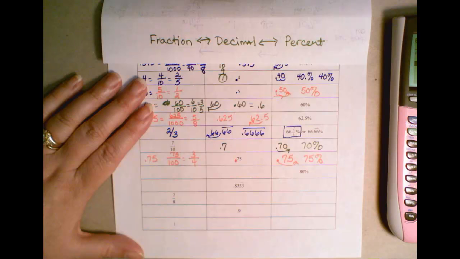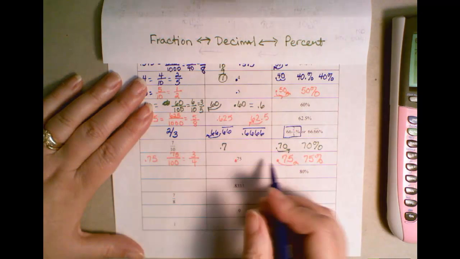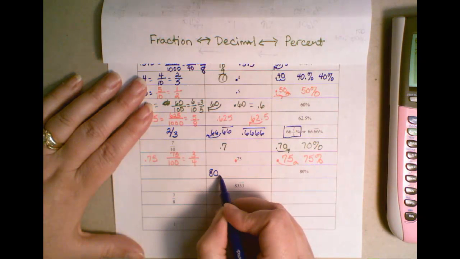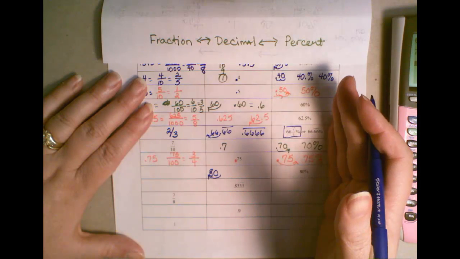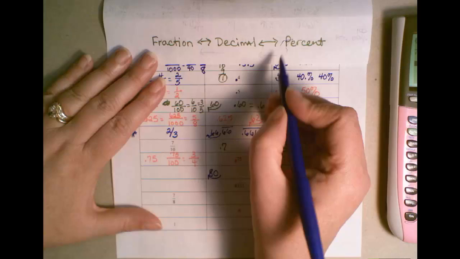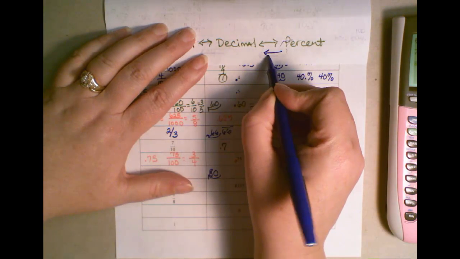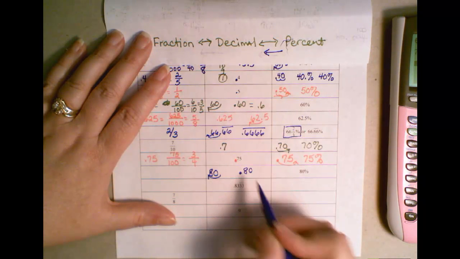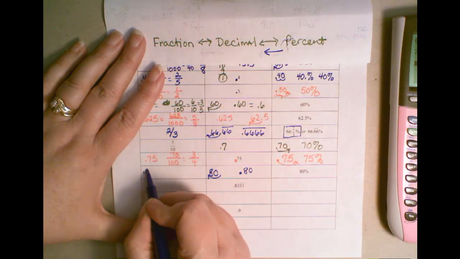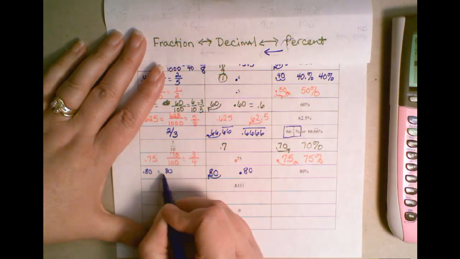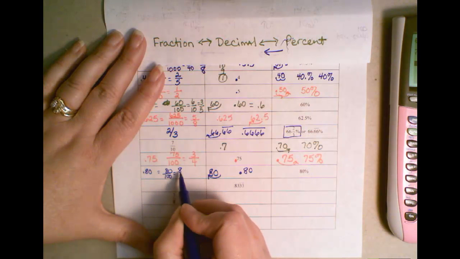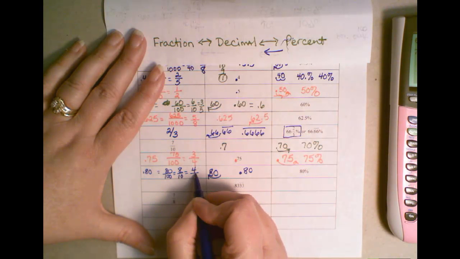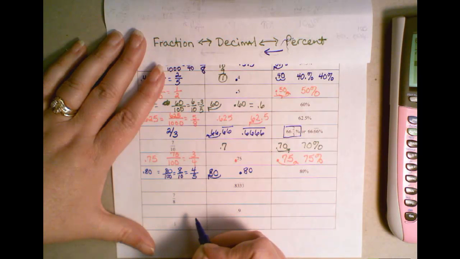Okay, and then our next problem is 80%, and so I'm going to write 80 and then take that decimal, and since we're moving from a percent to a decimal, my arrow is going in this direction, and so I move the decimal back 2 places, so that's going to be 0.80, which is 80 over 100, which reduces down to 8 over 10, dividing both by 10, which then reduces down to 4 over 5, dividing both by 2.